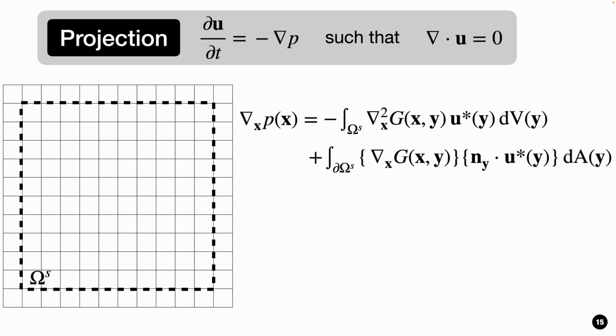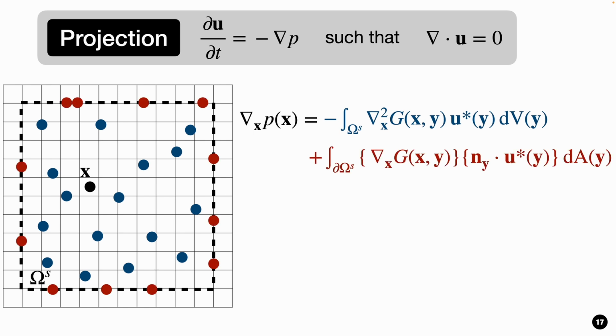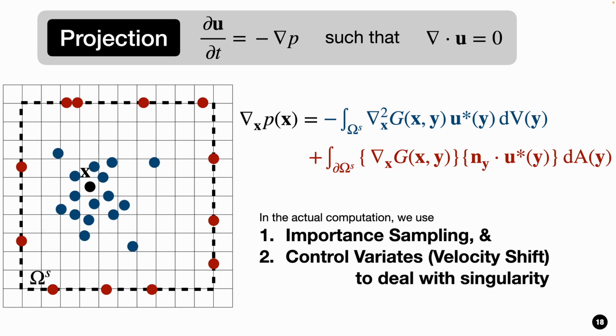To evaluate the pressure gradient at point x, first, we evaluate the first term by taking a weighted average of the contributions from sample points inside the fluid simulation domain. Similarly, we evaluate the second term using sample points on the boundary of the simulation domain. In the paper, we discuss how to deal with the problem of singular integral by combining importance sampling and control variance methods. Without using these techniques, the Monte Carlo estimate does not converge, so these are crucial to our method.